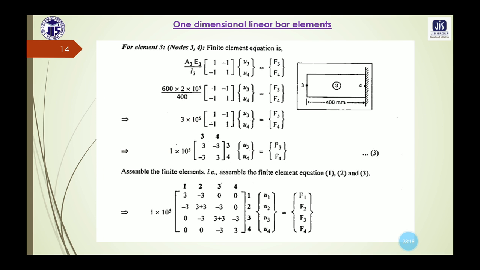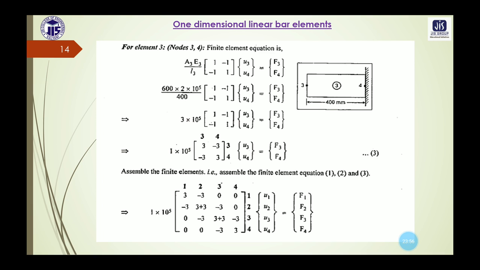Next, for the element 3 also we need to apply the same method. In this element 3 we are having 2 different nodes, which are node 3 and node 4. Corresponding to node 3 and node 4, we will have the displacements as U3 and U4 and the force vectors as F3 and F4 here. If we put the values of area, Young's modulus and length in this finite element equation, then after 2 steps we will be getting this equation number 3 here.